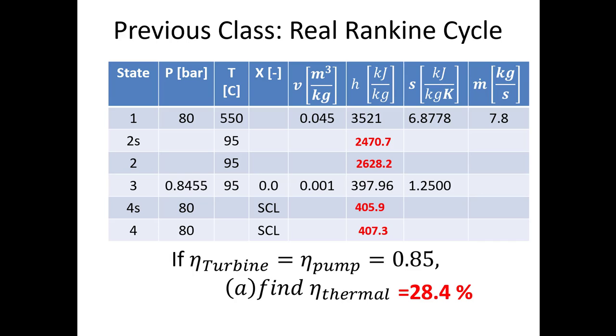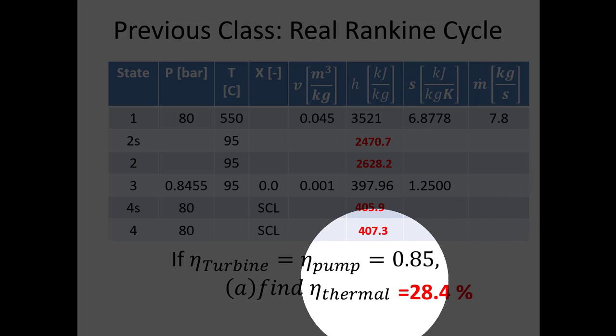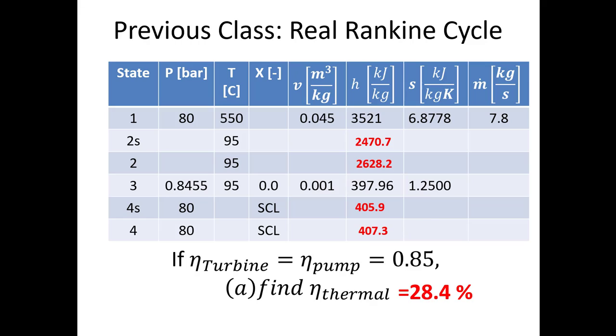In our last class, we looked at an example for a basic Rankine cycle with 4 components. So if you haven't watched that video, it might be a good idea to go back and check that one out first. In that video, we found that for our 4-component Rankine cycle, we had a thermal efficiency of 28.4%. You might be thinking, well, that's kind of low.